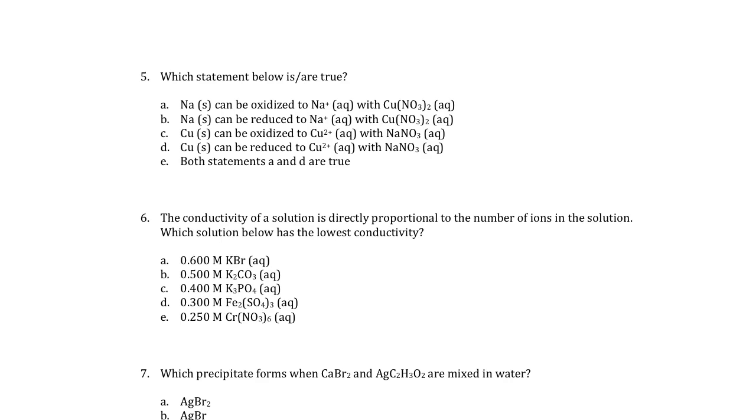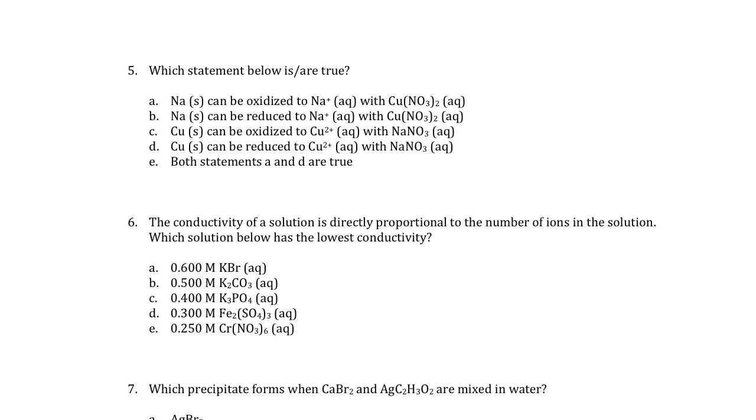All right, number 5. Which statement is true? Sodium can be oxidized to sodium plus with copper nitrate. Sodium solid can be reduced to sodium plus with copper nitrate. Copper solid can be oxidized to copper 2 plus with sodium nitrate, and then copper solid can be reduced to copper. Okay, so this is an activity series question.